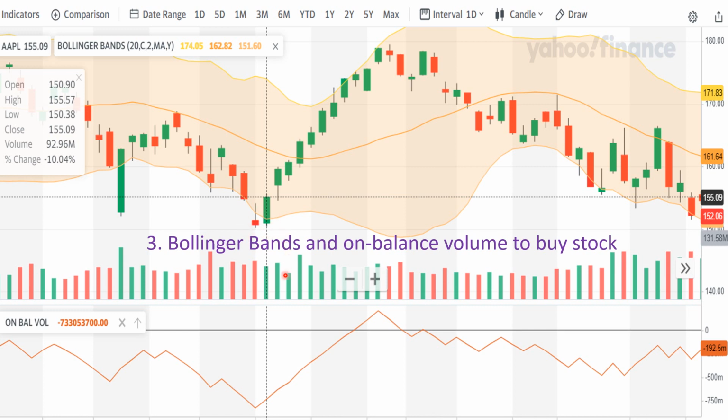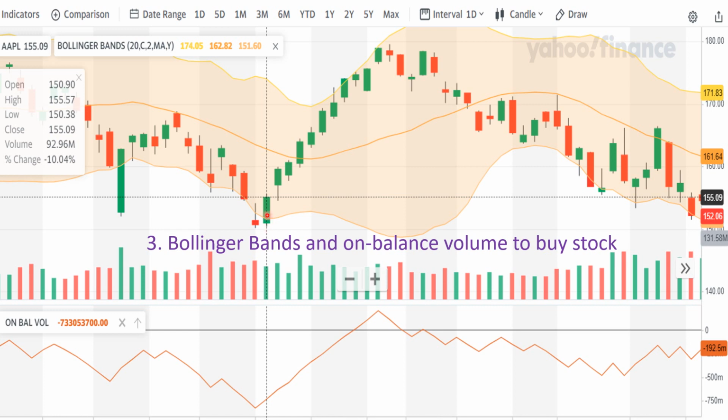Next, we check the on-balance volume curve to confirm that buying pressure is increasing. If the on-balance volume curve is rising, it suggests that the stock price may be due for a bounce up. As you see, the stock bounces all the way up. We have to wait for this bullish candle to form.